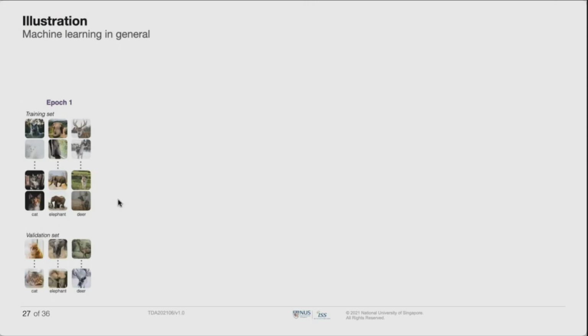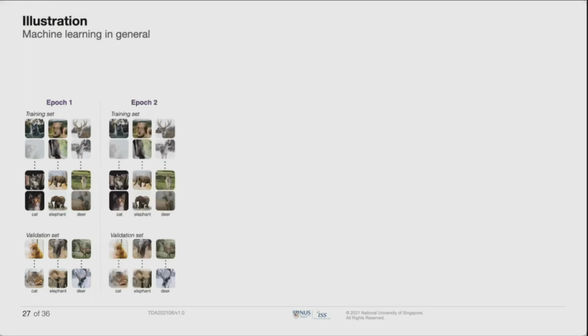The model will be trained using the images from the training sets and validated using images from the validation set to see how good the model performs after training. This forms what we call an epoch in the long journey of training a machine learning model. After that, we repeat the same process, train the model using images from the same training sets and validate the model using the same validation set. This completes epoch 2.